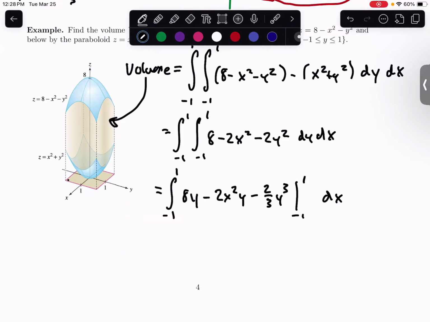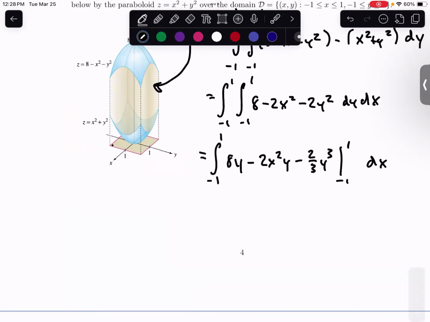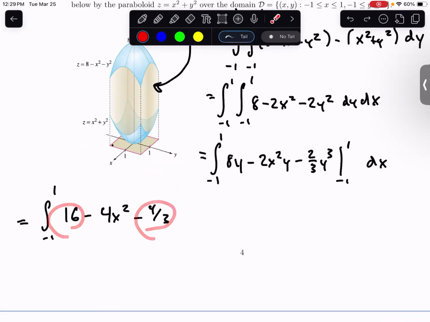So you plug in y is equal to 1, subtract by what you get when you plug in y is equal to -1. So you end up getting the following, just skipping some of the tedious algebra. This ends up giving you 16 minus 4x squared minus 4 over 3. And you could combine these terms with one another because they're both constants, but I'm not going to bother. I'm just going to leave it like this.